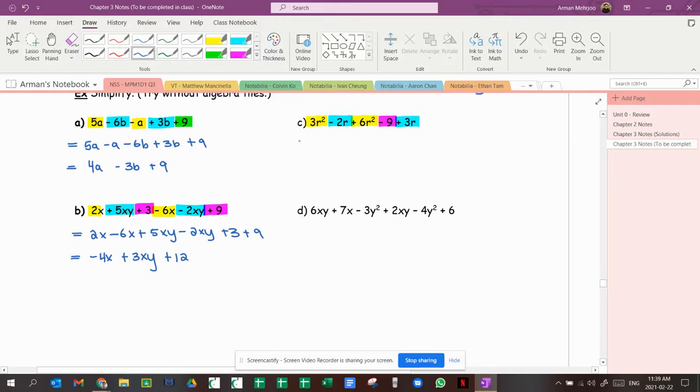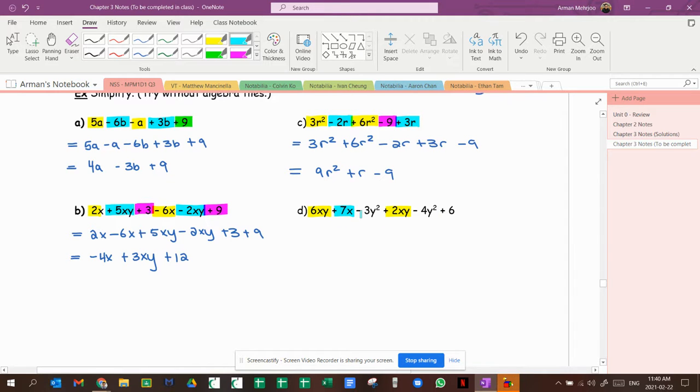Let's group up my like terms. And let's simplify. So 3r squared plus 6r squared is 9r squared. Negative 2r plus 3r is plus 1r. Minus 9 will just get left the way it is. And let's go ahead and do this last one over here. So identify like terms. I think you get the idea by now.